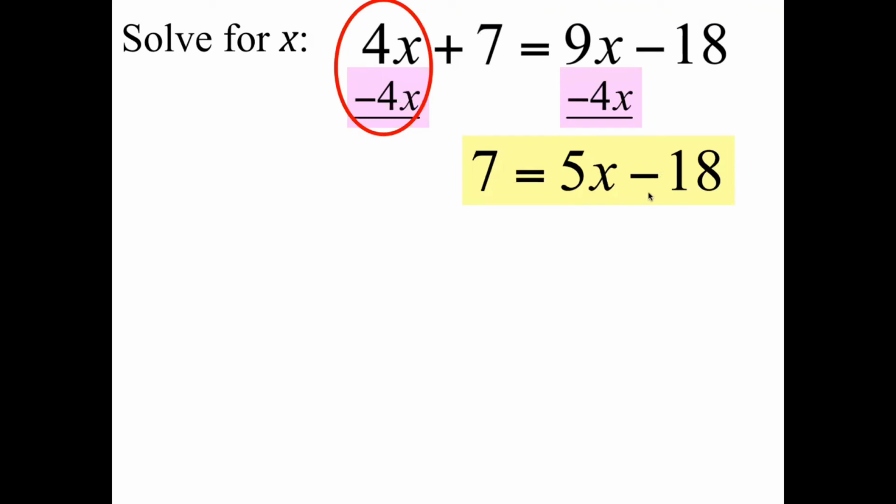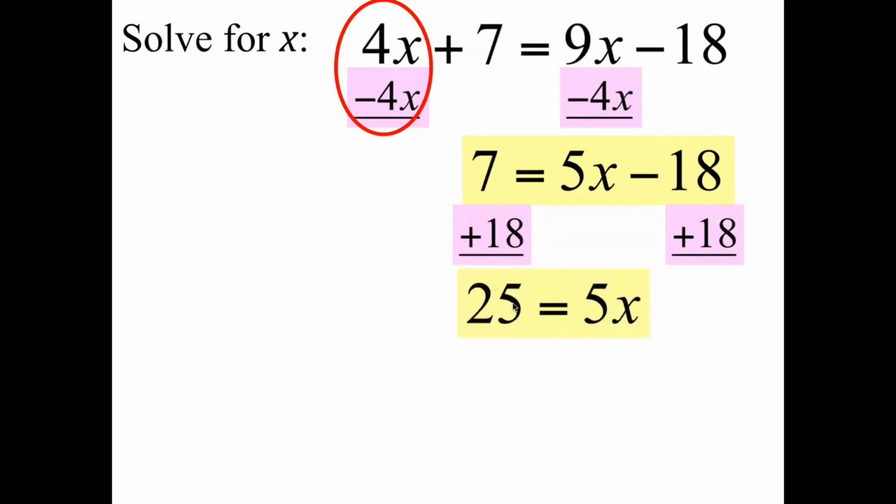And now isolate your constants on one side. So you would add 18 to both sides. 18 cancels, and 7 plus 18 equals 25, which equals 5x. Now you have a simple equation. Just go ahead and divide both sides by 5, and you're given that x equals 5.